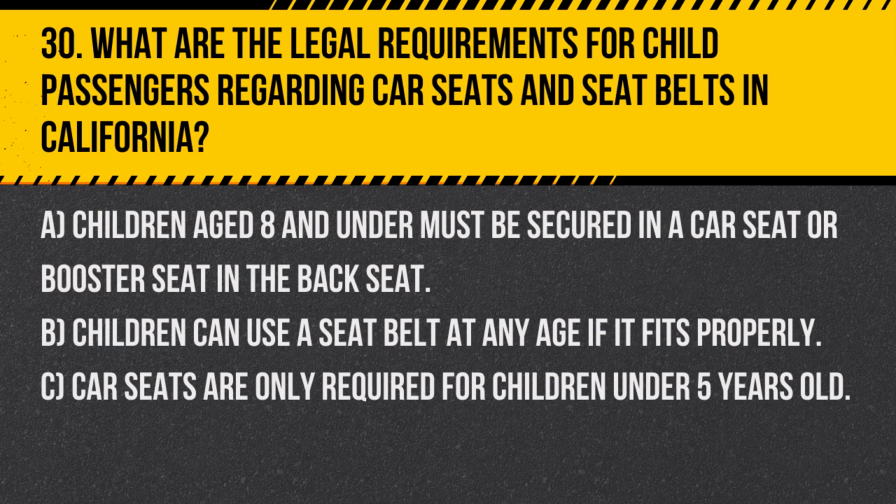Question 30. What are the legal requirements for child passengers regarding car seats and seat belts in California? A. Children aged 8 and under must be secured in a car seat or booster seat in the back seat. B. Children can use a seat belt at any age if it fits properly. C. Car seats are only required for children under 5 years old. Answer: A. Children aged 8 and under must be secured in a car seat or booster seat in the back seat. California law specifies age and size requirements for child safety in vehicles.